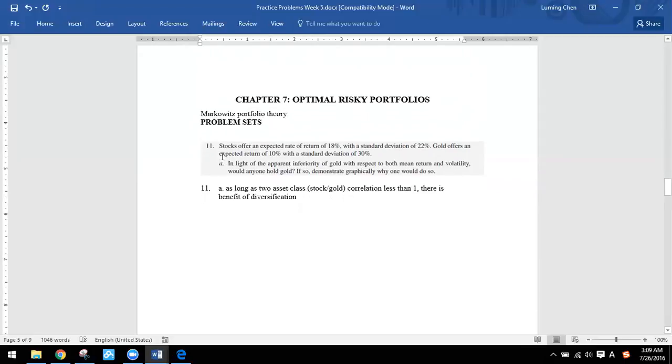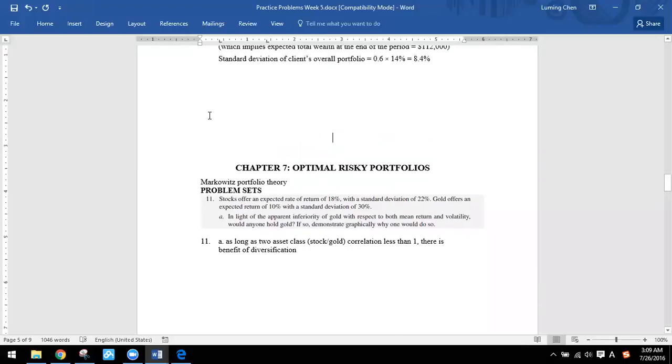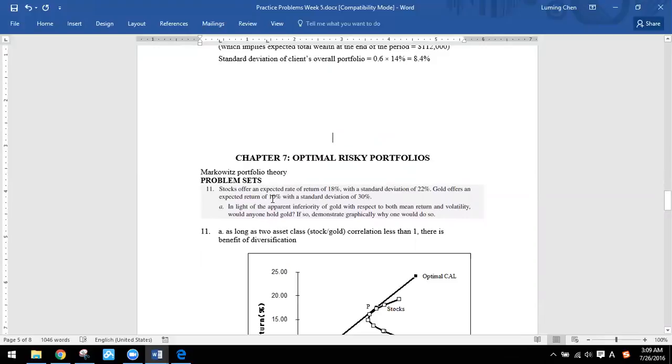Number 11, stocks offer an expected rate of return of 18% with a standard deviation of 22%. Gold offers an expected return of 10% with a standard deviation of 30%. In light of the apparent inferiority of gold with respect to both mean return and volatility, would anyone hold gold? If so, demonstrate graphically why one would do so.